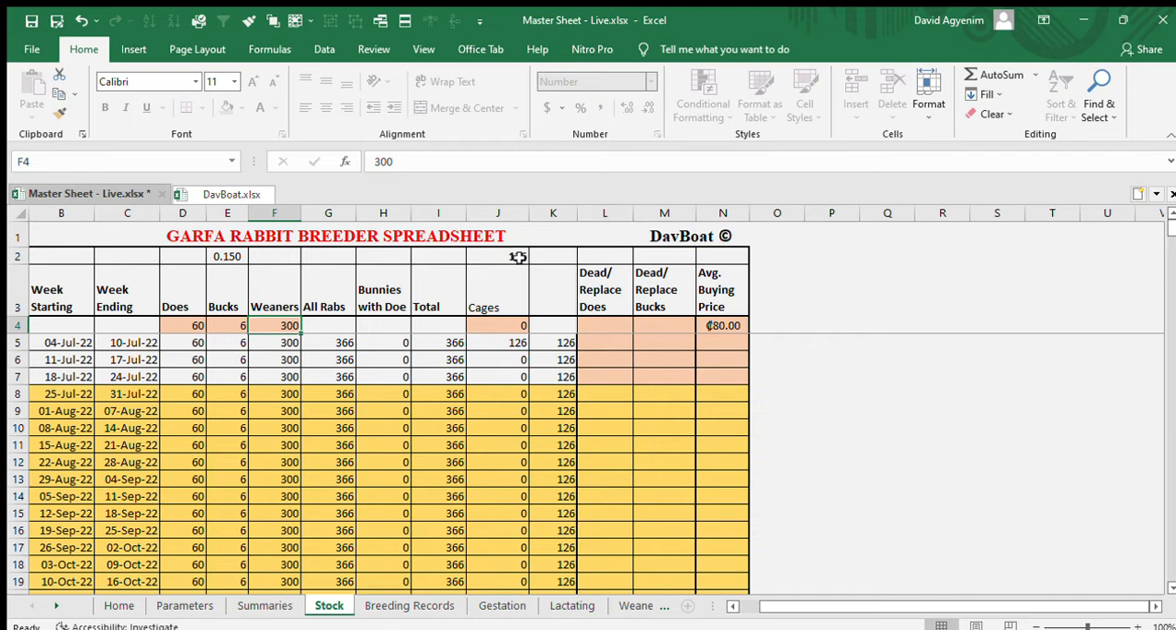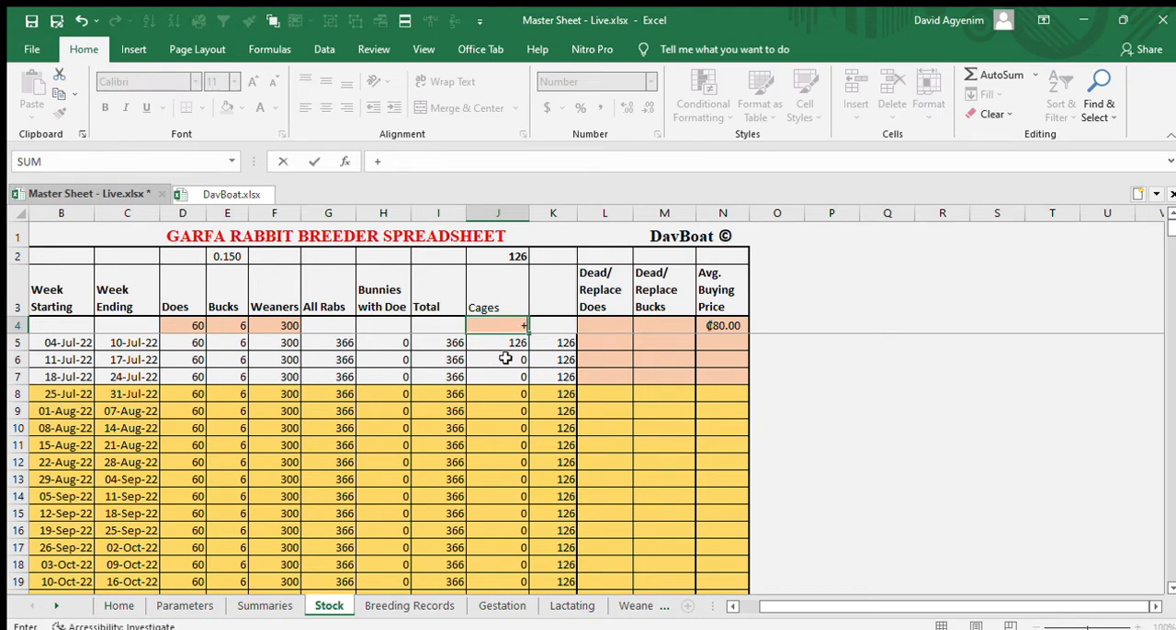Now remember that we made our cages in a way that the system will calculate the number of rooms that we need. So this is the number of rooms. This 126 here is the number of rooms needed for the 60 does, the 6 bucks, and the 300 weaners. This is the number of rooms that you need. So if it's an existing farm, you already have about that number of rooms already on your farm.